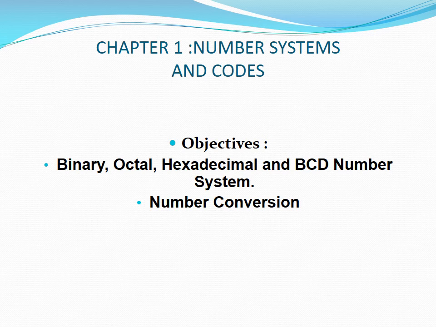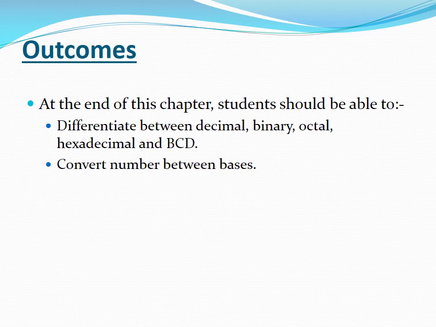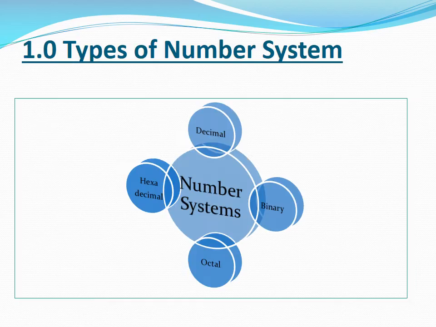First chapter, number system and codes. Objectives: binary number, octal number, hexadecimal number, and binary coded decimal number system and number conversions. I have to discuss about the binary numbers and outcomes of this lesson. At the end of this chapter, the student should be able to differentiate between decimal, binary, octal, hexadecimal and BCD, and convert a number between bases.